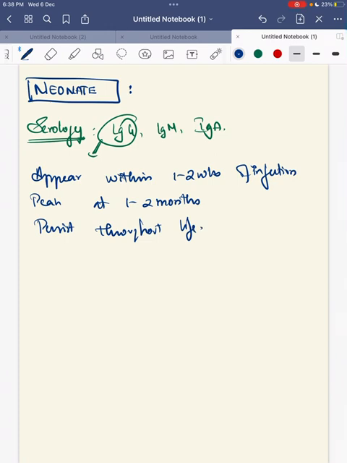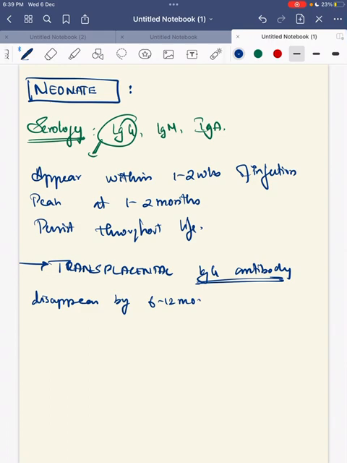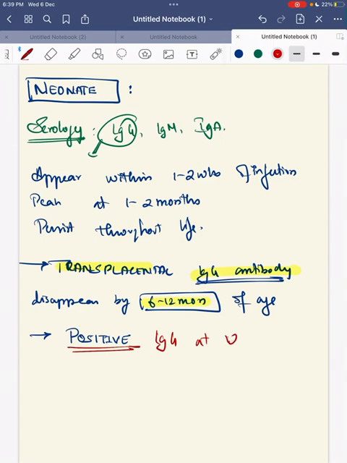Supposing the infection has been acquired through the transplacental route, the transplacental IgG antibody will disappear by 6 to 12 months of age in the neonate. Supposing the neonate continues to show a positive IgG titer at 12 months of age, this is confirmatory for congenital toxoplasmosis, that is, the neonate has congenital toxoplasmosis.